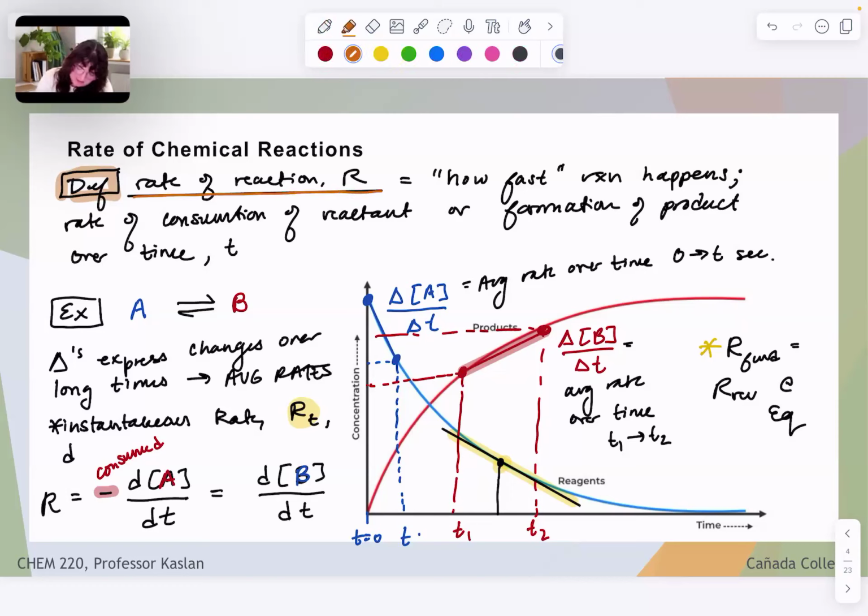And again, this is an expression of how fast, thinking about how much our concentration has changed. How much of our reactant has been consumed over some time period or at some exact period of time, or how much product has been made over some time period or at some exact period in time. So this is an expression of the rate.